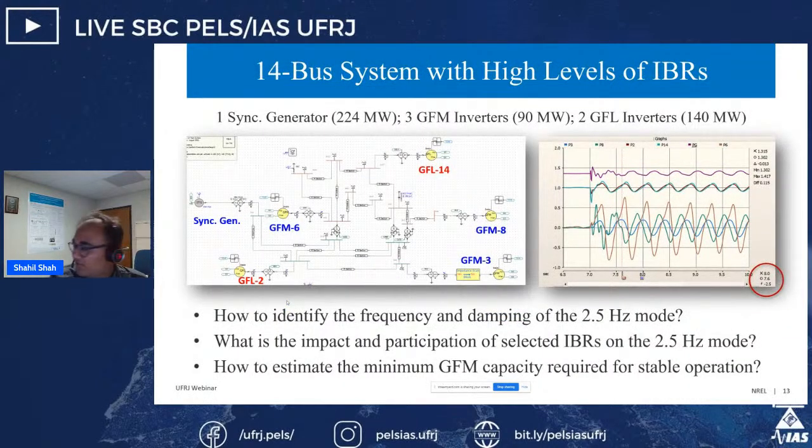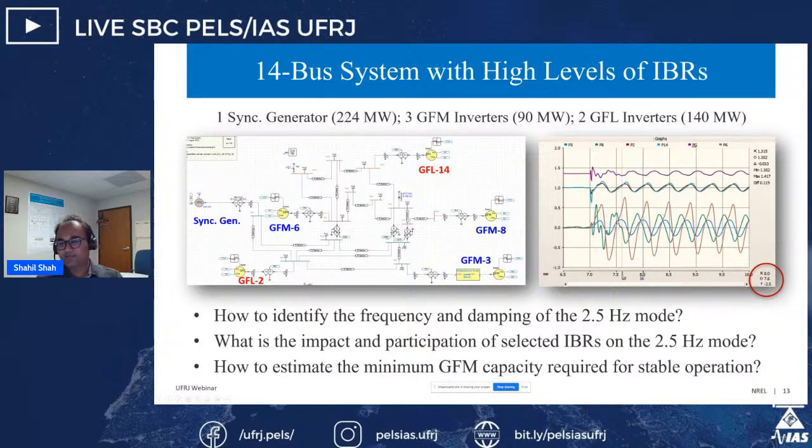So going back to the system that I showed that we are going to analyze today using this tool. This is a 14-bus system with two grid following IBRs, three grid forming IBRs, and one synchronous generator. When we simulated this system, we saw that there are some oscillations. These are the power output of all the generators in this system, and you can see that there's a 2.5 hertz oscillation mode.